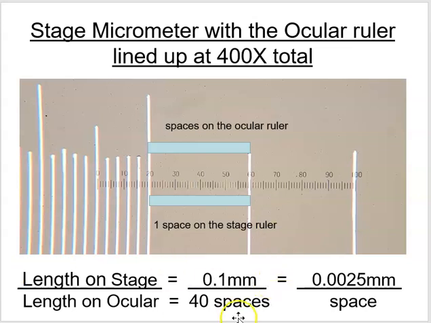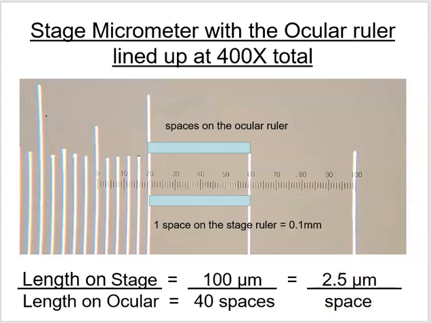So work out your math like we've done in the other ones. 1/10 of a millimeter is 40 spaces, and that's going to give us 0.0025 millimeters per space. That number right there is a little bit cumbersome. So why not, instead of using 1/10 of a millimeter, use 100 micrometers.